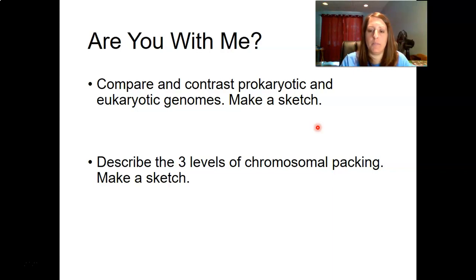And you want to make sure that you upload your sketches to Blackboard. You can either upload these as a JPEG file or scan them and create a PDF from them. But you want to make sure that you include these sketches. When we're finished with these Are You With Me's, you're going to come back to me. I have a couple of questions for you.